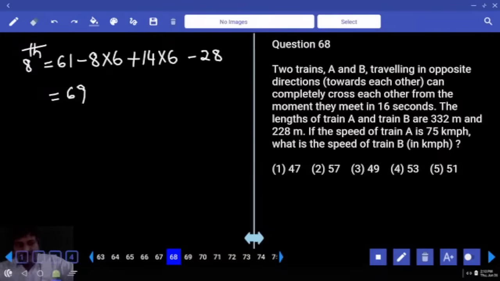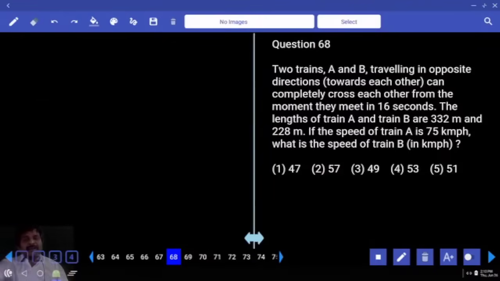Two trains A and B traveling in opposite directions towards each other can completely cross each other from the moment they meet in 16 seconds. The lengths of trains A and B are 332 and 228 meters. The speed of A is 75 km per hour. What is the speed of train B?